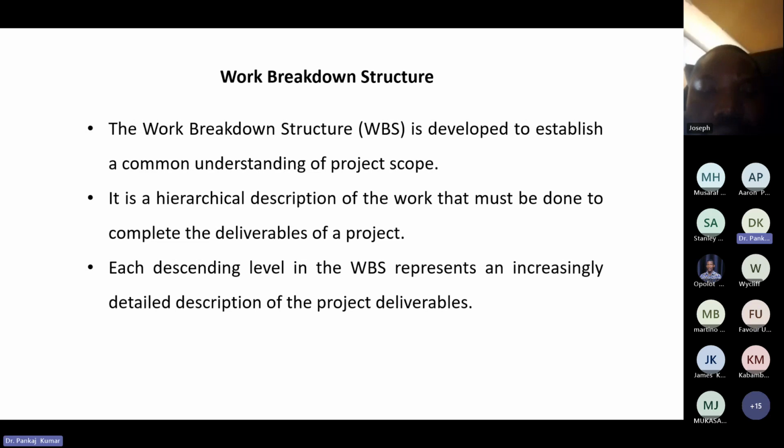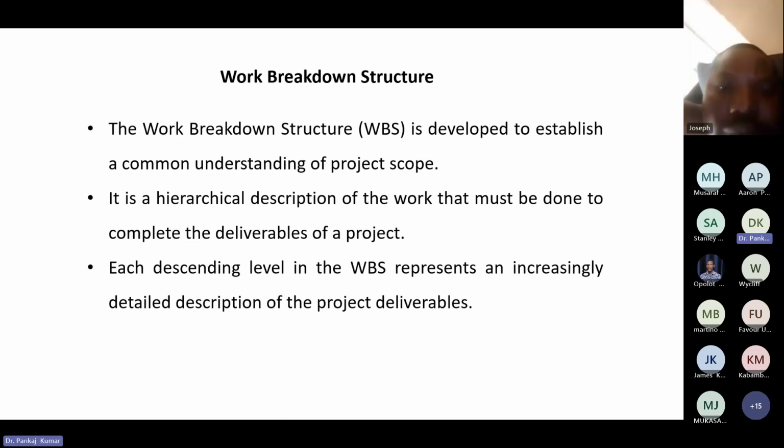The work breakdown structure is a fundamental project management tool that serves several purposes, including establishing a common understanding of the project scope. It is structured hierarchically, starting with the highest level overview of the project and then breaking down the work into progressively finer levels of detail.